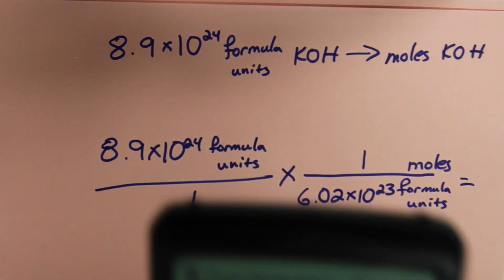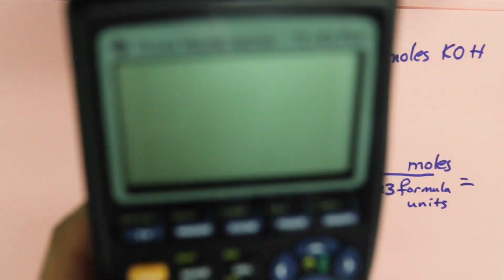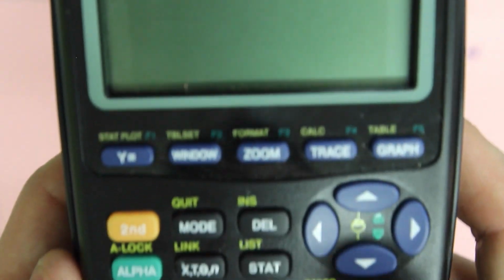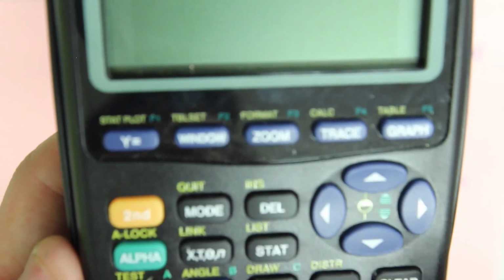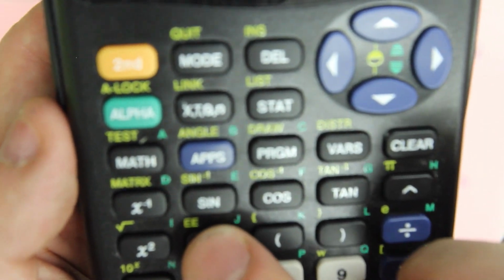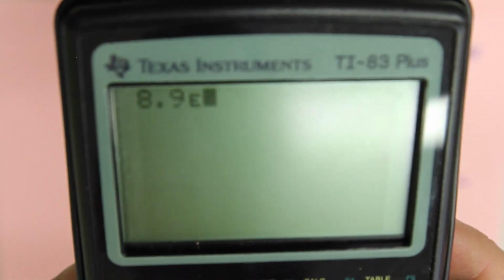So let me show you guys how to enter this in. Okay, so we are going to do 8.9, and if you remember, we hit our second button and above the 7 we have that little comma thing. We're going to hit that. So we have an E. What that E represents is times 10.